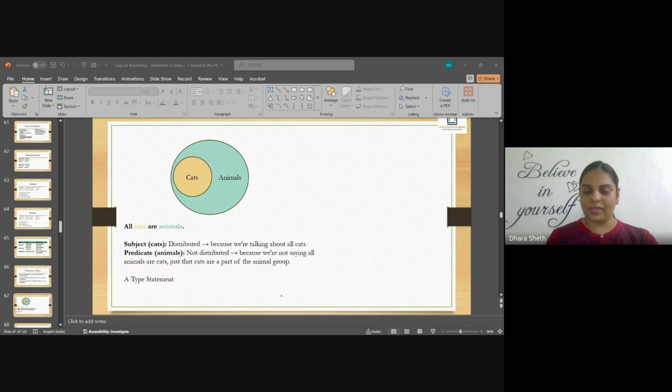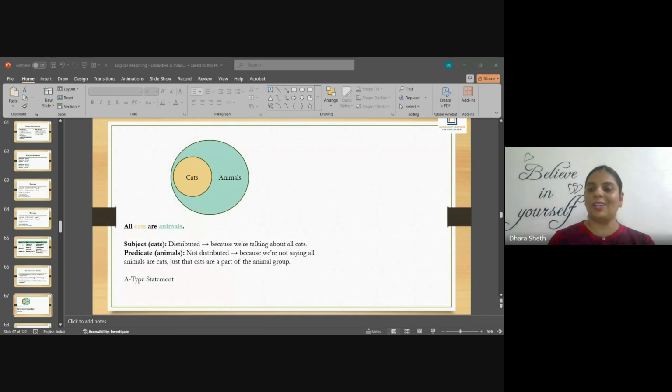All cats are animals. In this statement, all the cats are animals. So just as I said that if all chocolates are distributed, only then it can be said distributed. If some chocolates are remaining with me, it cannot be said distributed. Here, all cats are animals. Animal is an attribute which is given to all the cats. So the cats are distributed. The subject is distributed here because we are talking about all cats.